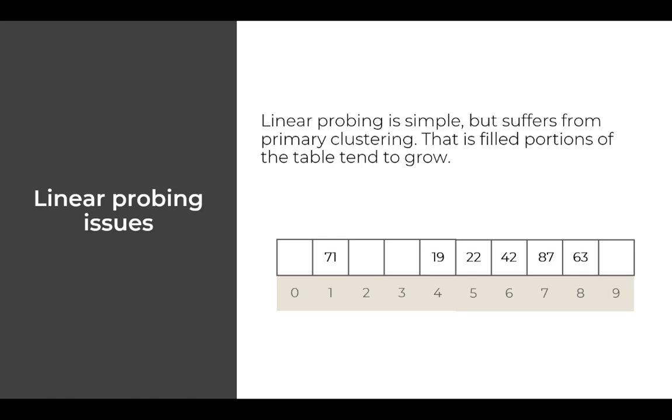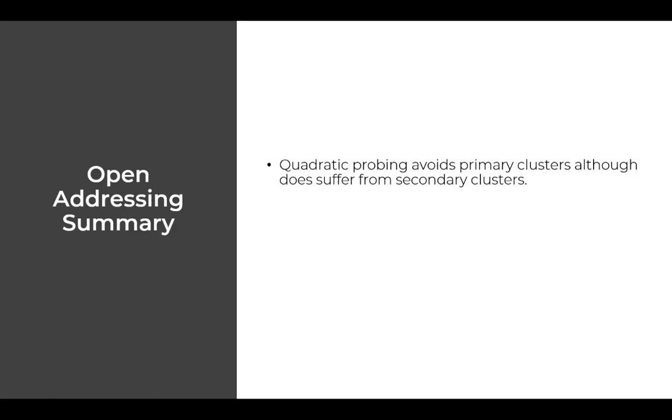Because of primary clustering, search in a linear probing hash table quickly drops from constant time to linear time. And that's an issue we need to resolve. Quadratic probing will avoid primary clustering, but unfortunately does suffer from secondary clustering. However, it will be more efficient than linear probing.